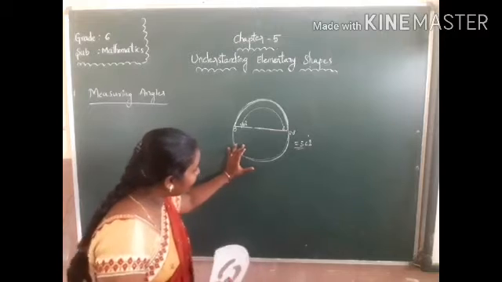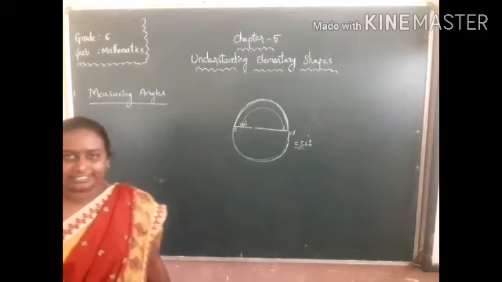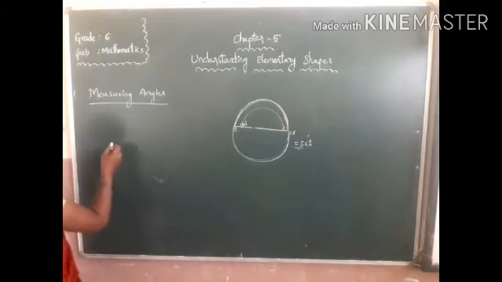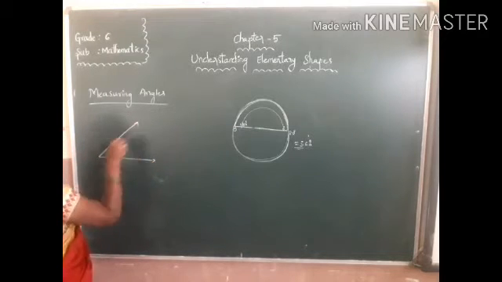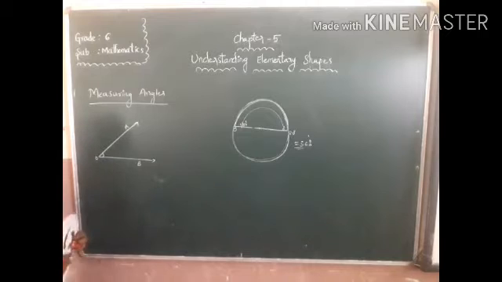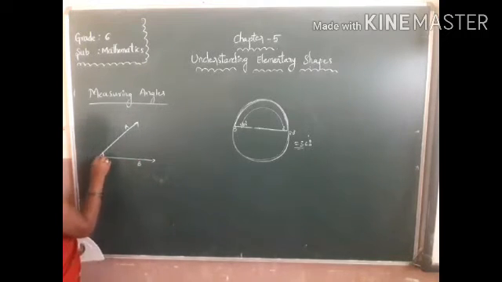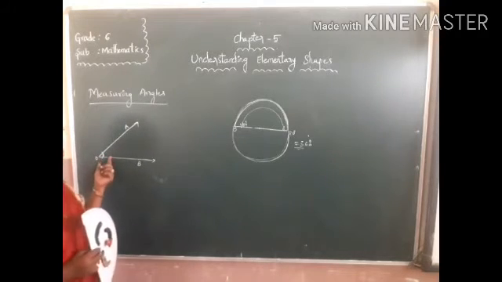How do we measure an angle with the help of a protractor? Let us check that. Now here one angle is formed by OA and OB. How can you measure this angle? Where is the angle formed here? Yes, at O. The angle is formed at O.